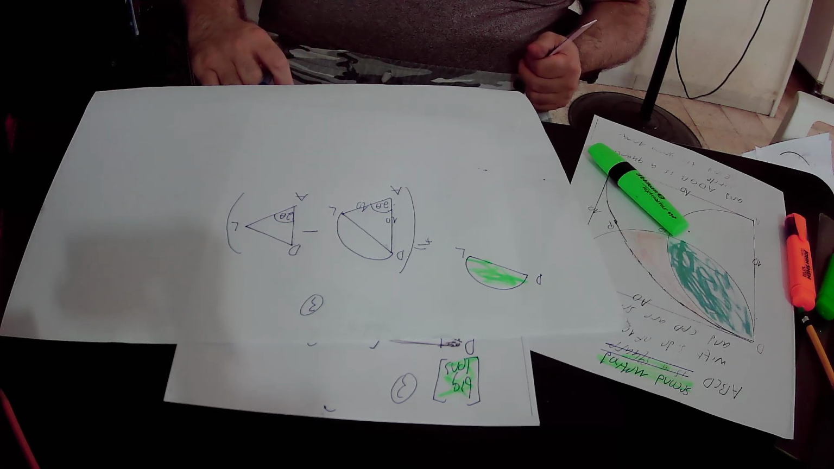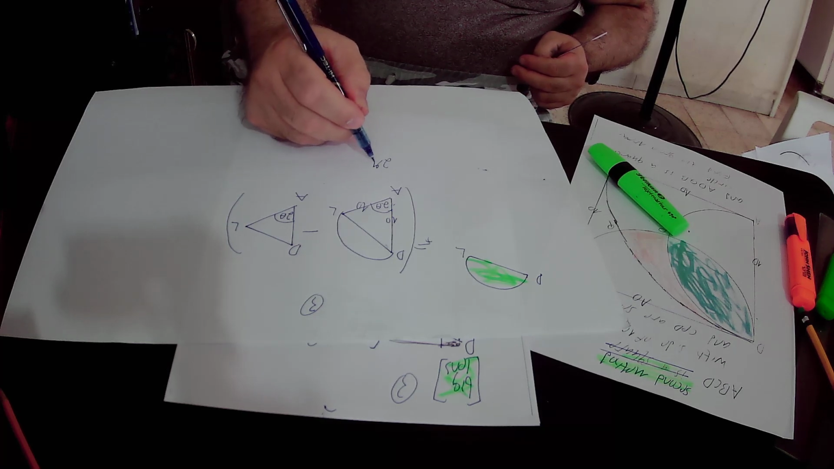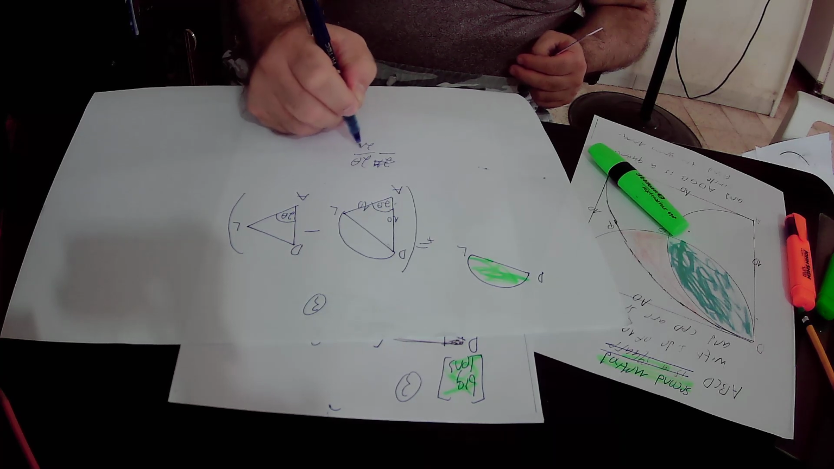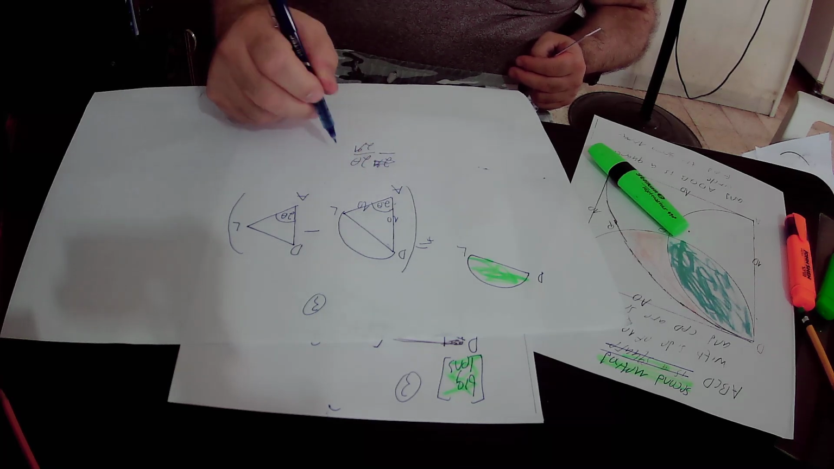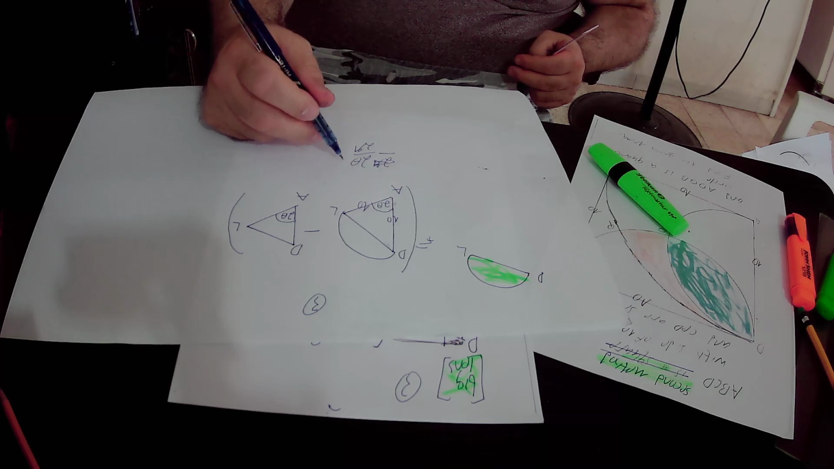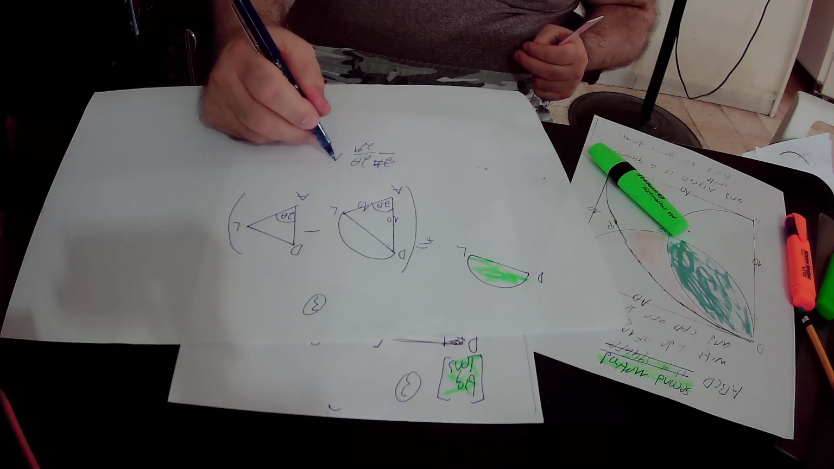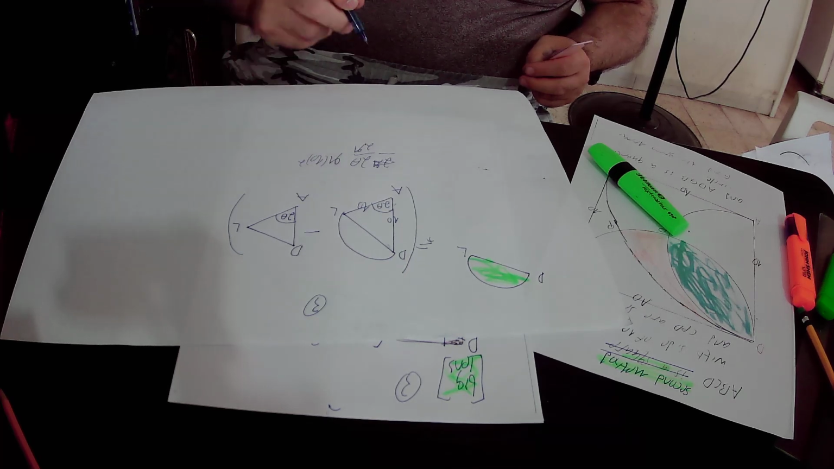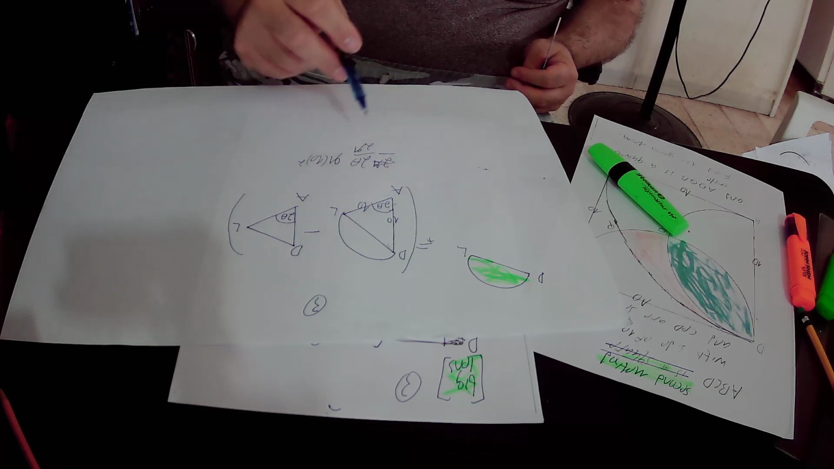The area of sector ADL equals 2 theta over 2 pi times the area of this circle, that is pi r squared. r is 10, so it is pi times 10 squared. So the area of sector ADL equals this expression.